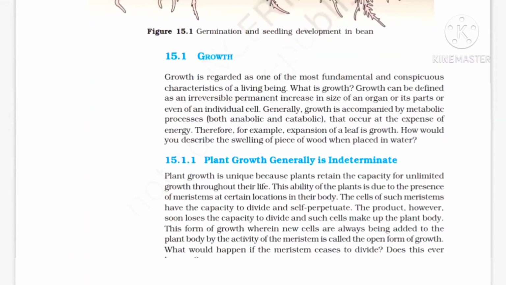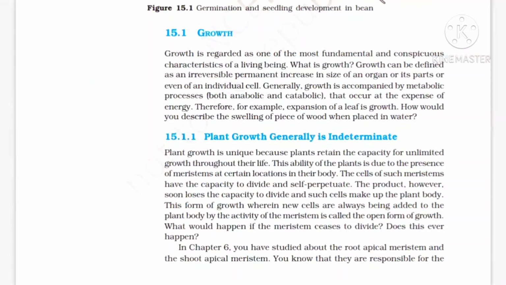Now let us focus on growth. So what is growth? If you know very well, this is again a question area. It is one of the most fundamental and conspicuous, meaning very clear, characteristics of living organisms. Now you can say growth is irreversible, you can't make it shorter, and it is a permanent increase in the size of an organ or its part or even the cell.